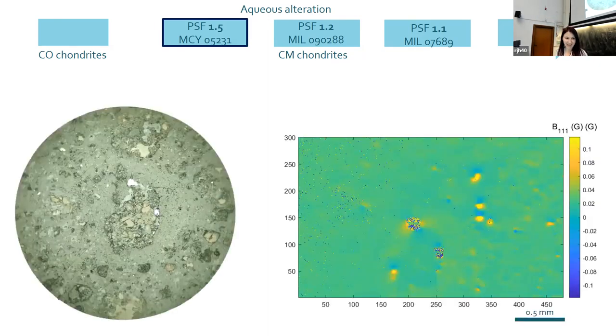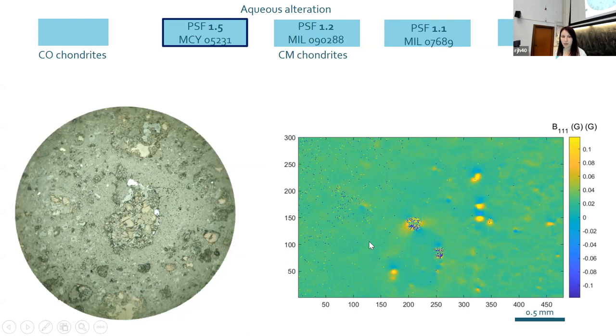Here is a little chondrule. It's got some metal around it. I'll zoom into that metal in a second. And this is a QDM map. So here, this green color just means there's no signal. And then the yellow and the blue means there is a local magnetic field. Where we get the yellow and the blue together, that is a little dipole. So that's probably a little magnetic ring there.